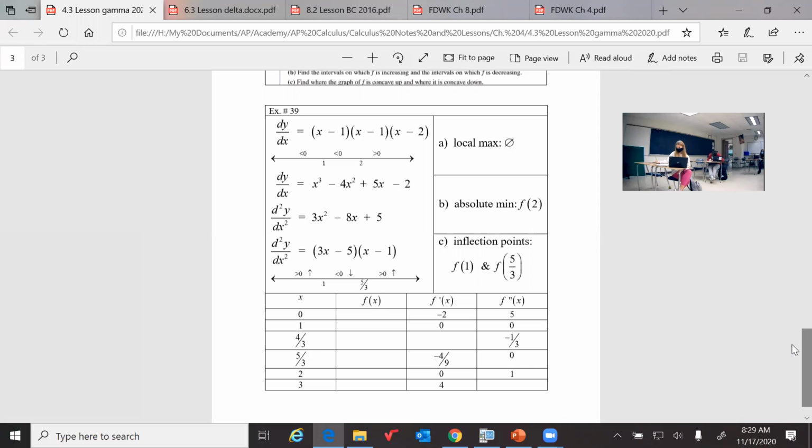Here's the table summarizing what you have. Here are the critical points. Ready? Critical points for the first derivative, no sign change at an input of 1. Critical points for the second derivative, sign changes.